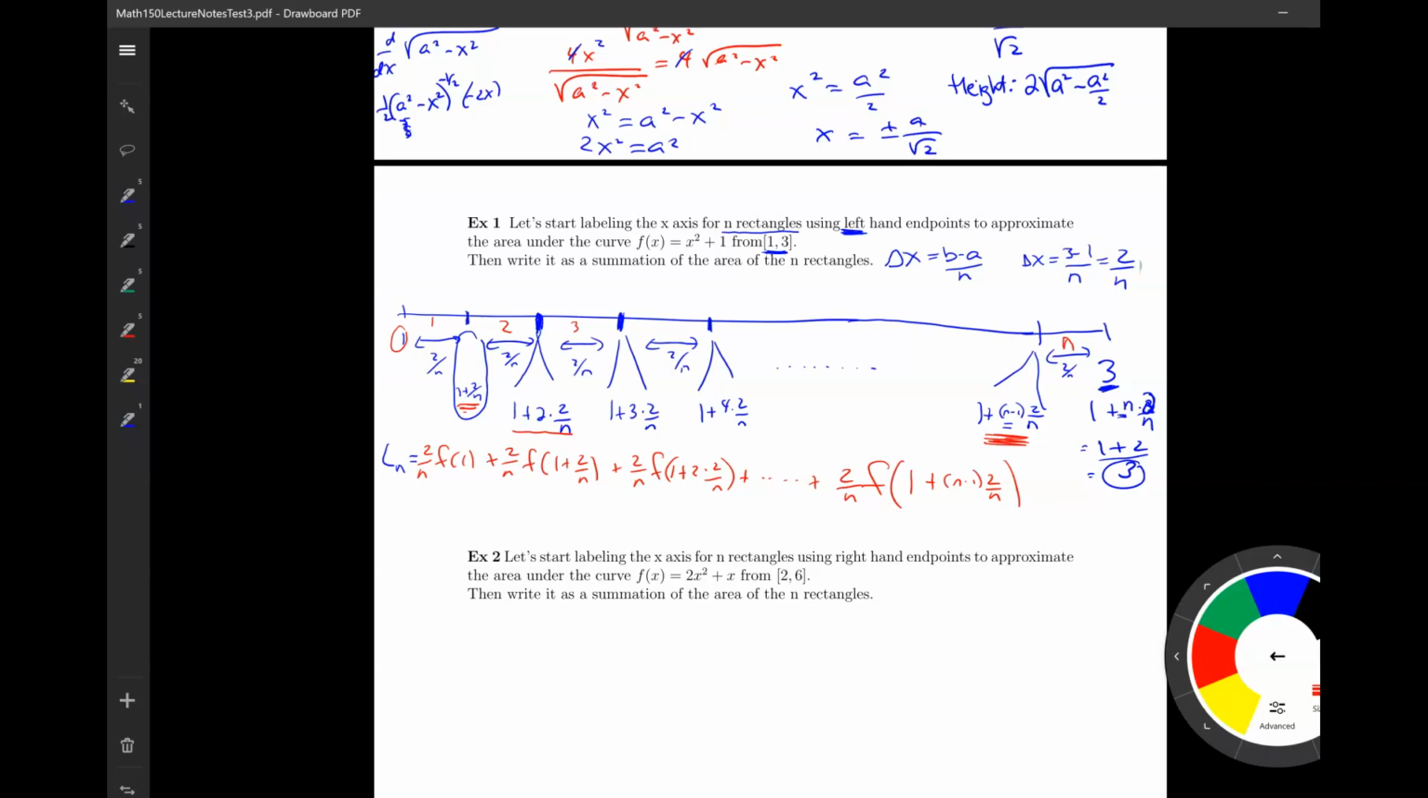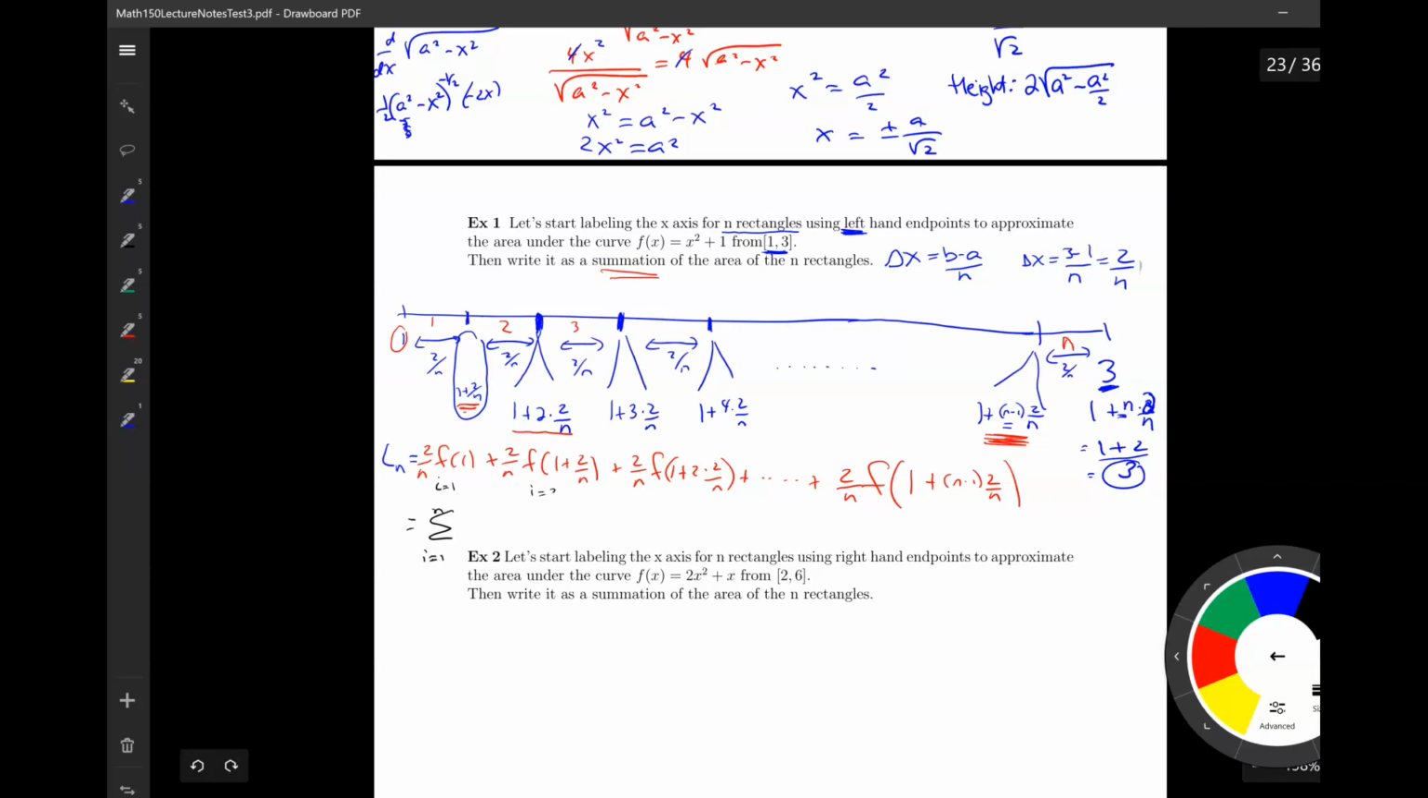All right, so what I would like to do is write it as a summation. So let's use a little color coding. I want to rewrite it as a sum where if I put in i equals 1, I get this term.